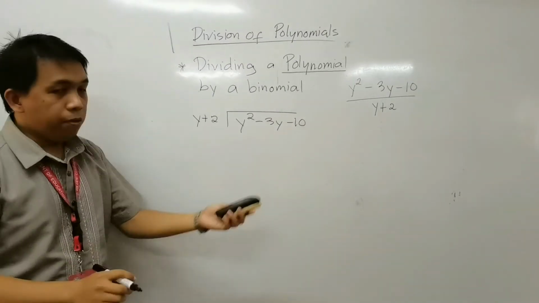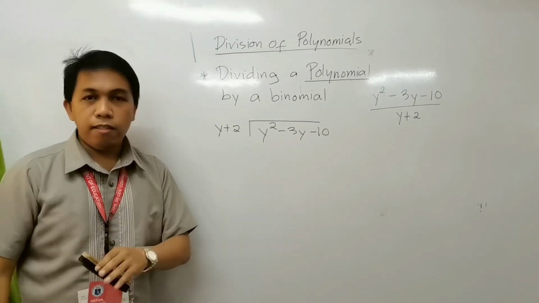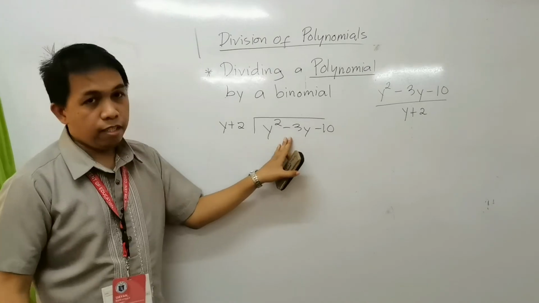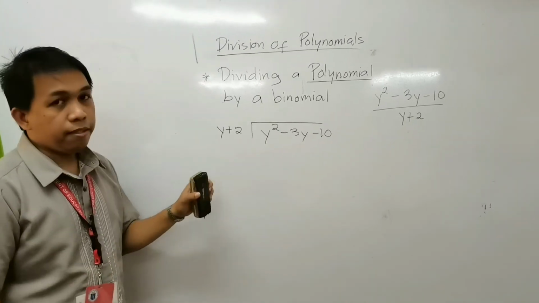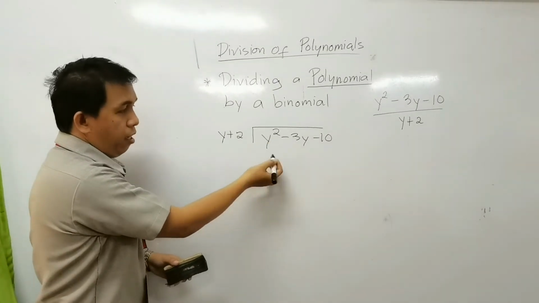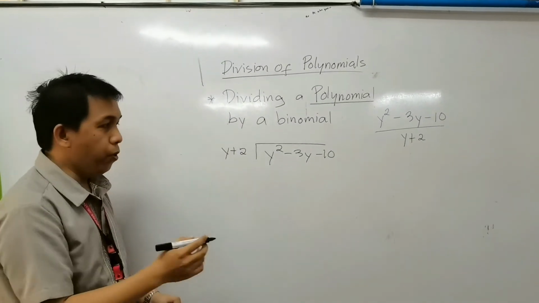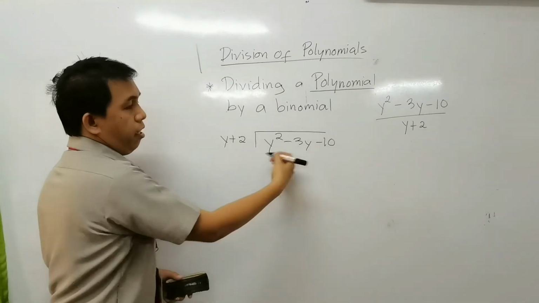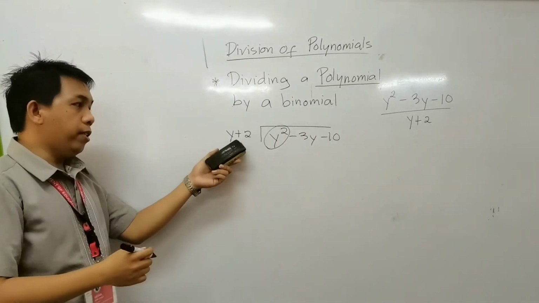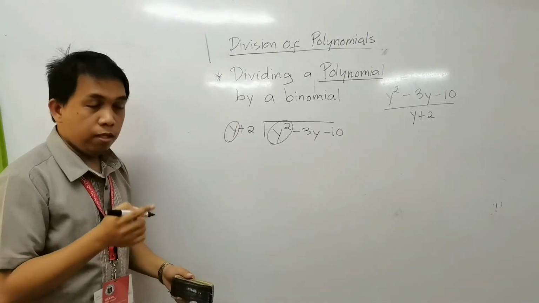So, going back to our problem. That is the first step: arrange all the terms in descending order, especially the dividend. Next, the second step is to divide the biggest degree on the dividend by the biggest degree on the divisor. What is the biggest degree on the dividend? We have y squared. And of course, the biggest degree on the divisor is y. So, we need to divide that one.